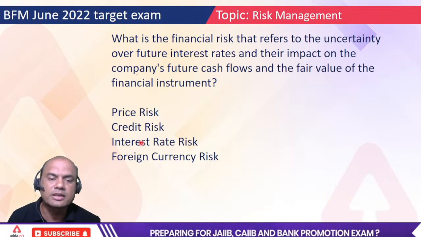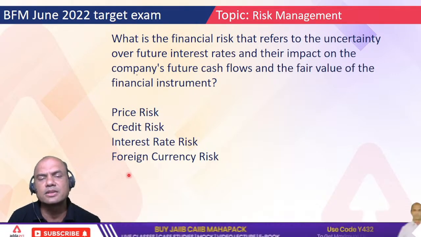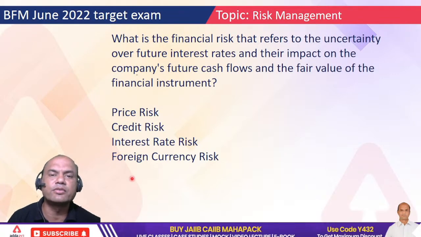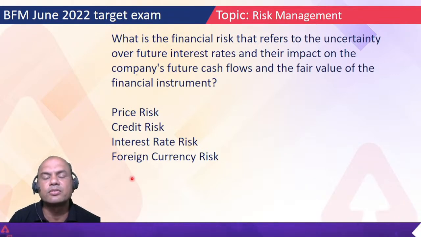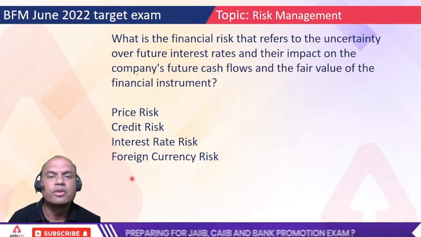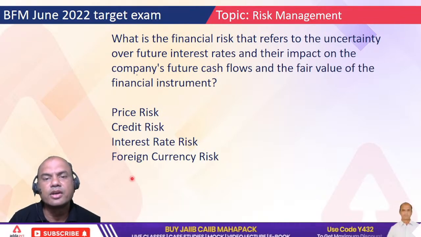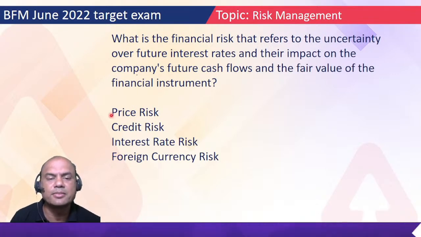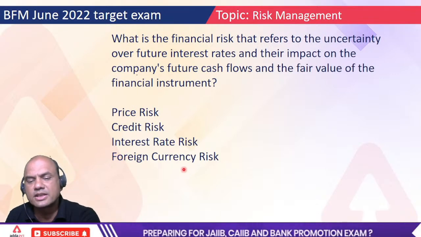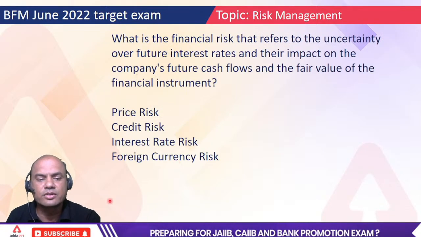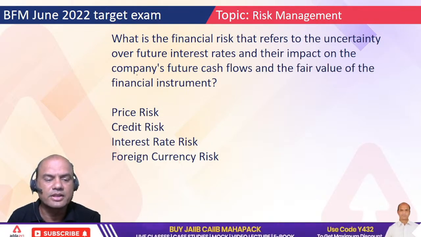Price, credit, interest rate and foreign currency. Simple answer. Everyone answer the same. Fast, fast. What is the answer for this? You're already getting the name in the question itself, isn't it? So interest rate. The answer is C. You'll type this A, B, C, D. So the answer is C, interest rate risk. I'll write the answer over here. One sec.